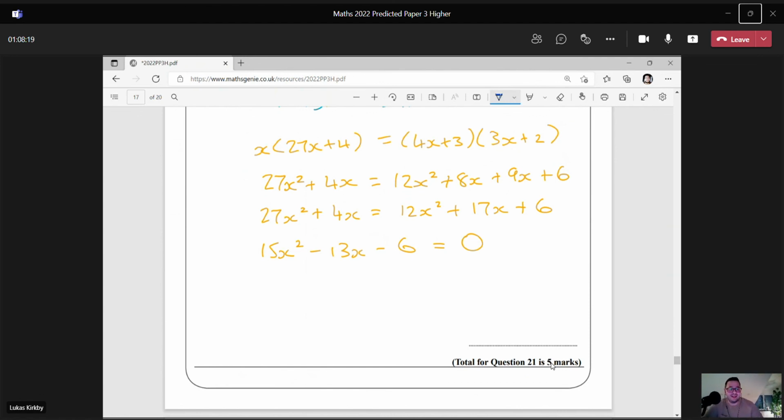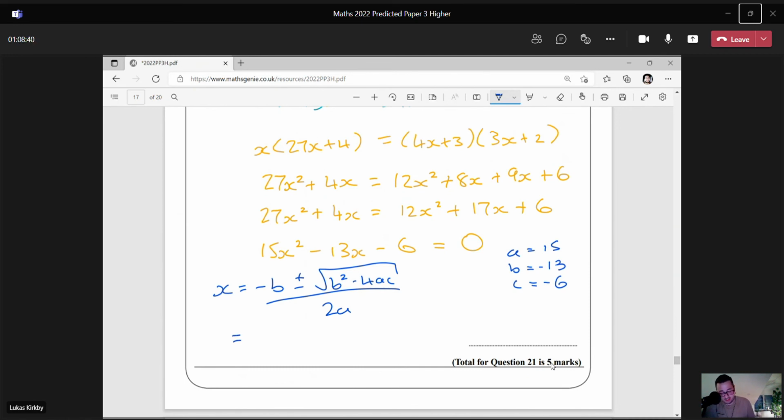All right, so we're going to go for the quadratic formula. So this is x equals minus b plus or minus the square root of b squared minus 4ac over 2a. So here we've got a is 15, b is minus 13, and c is minus 6. So we're just going to plonk these in. So minus b is going to be 13 plus or minus the square root of minus 13 squared minus 4 times a, which is 15, times c, which is minus 6, all over 2 times 15.